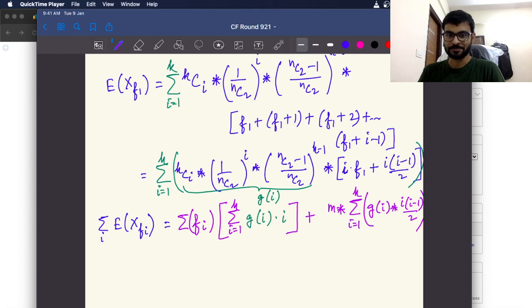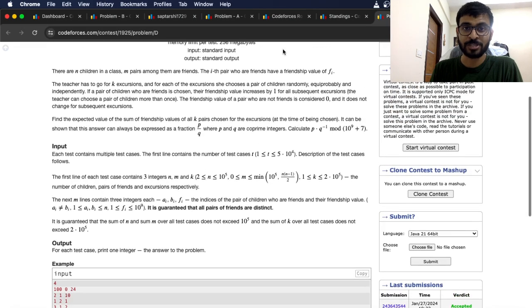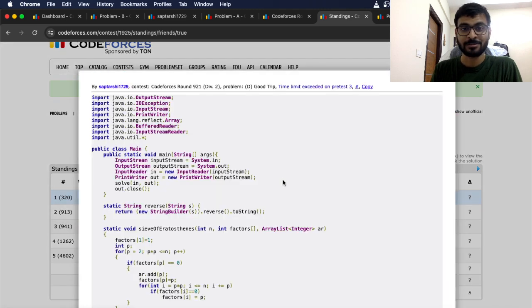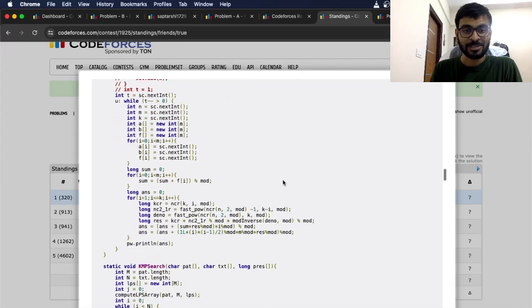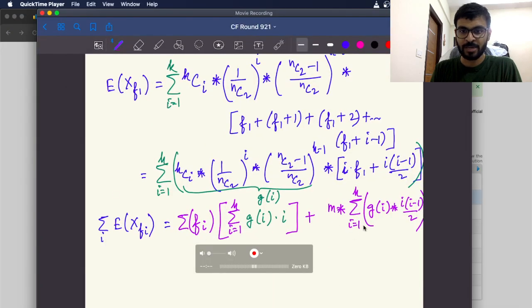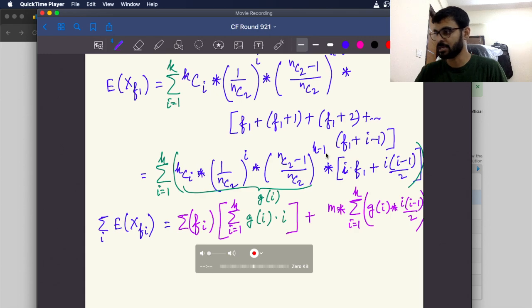That's it. I just calculated this. So g i is that complex thing, and I have to calculate it. I'll try to show how I did this in my first attempt, which unfortunately led to a TLE. Fortunately, that was shown in the pretest itself, else that would have hurt. So let us see. I did it k times. Why did I do it k times? If you see over here, I'm doing it for i equals 1 to k. All these factors: you will see this kCi, you will see this nC2 inverse to the power i, and you will see this (nC2 minus 1) divided by nC2 to the power k minus i.